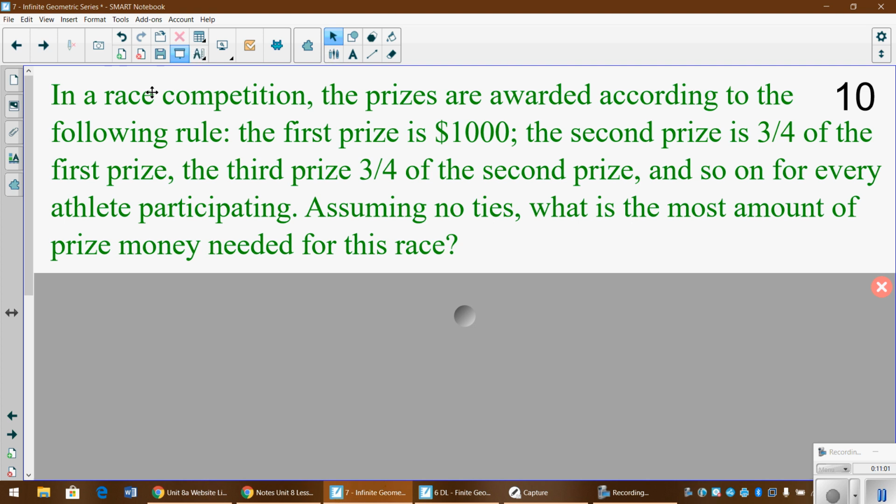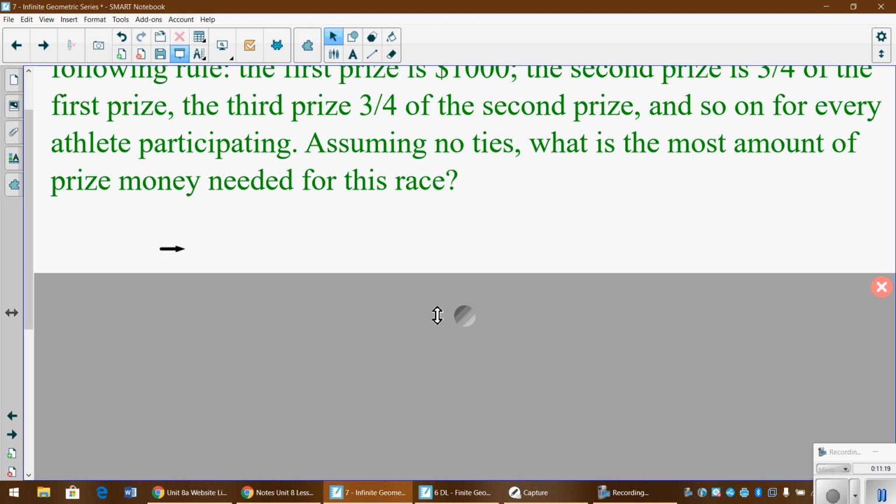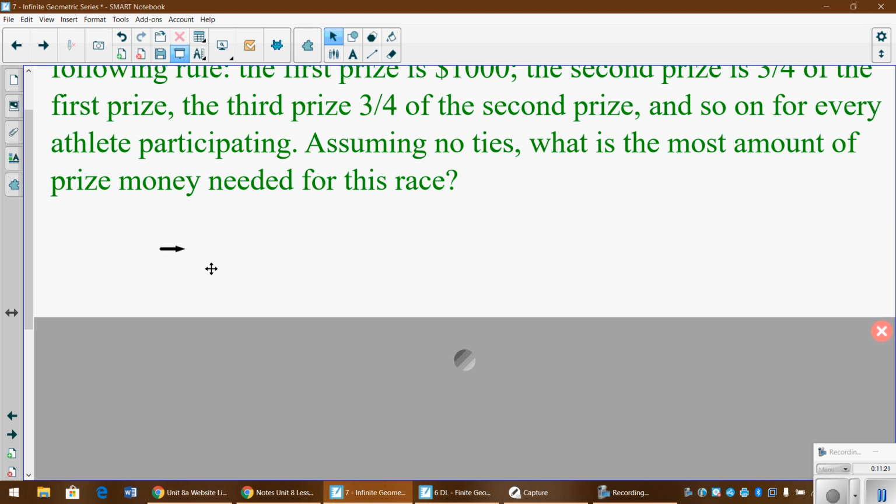And this will be our last problem. In a race competition, the prizes are awarded according to the following rule. First prize is a grand. Second, you get 3/4 of it, and so on and so on. Assuming there are no ties, what's the most amount of money, prize money, needed so you can pay everybody who places? And if you look at this problem here, you realize that your starting value is 1,000 and it goes down by 25%. So our R is 3/4, 1 minus 3/4.